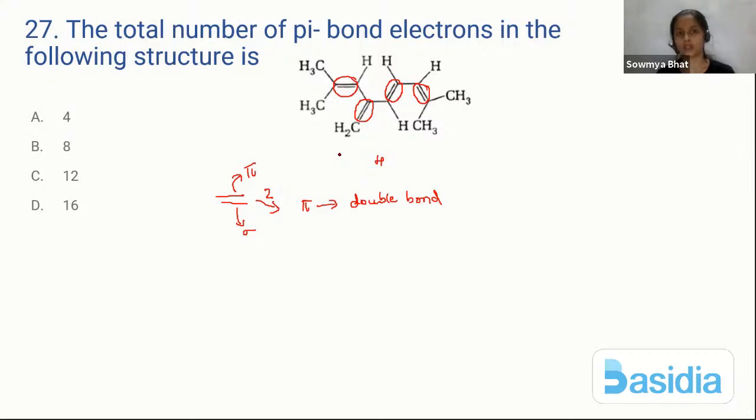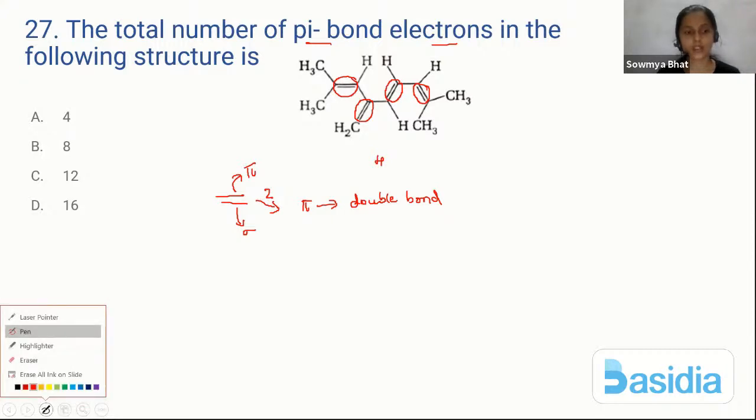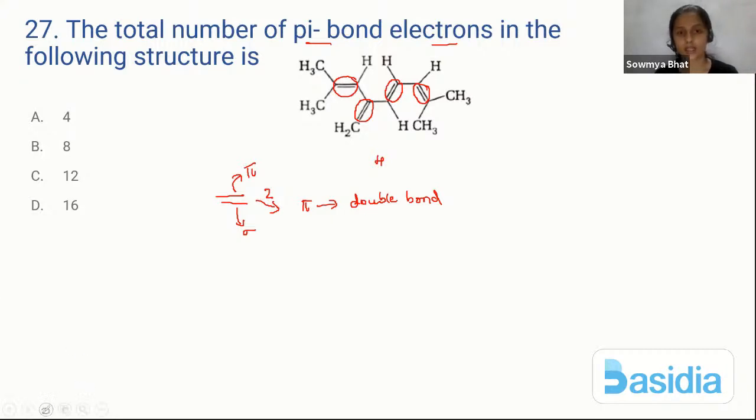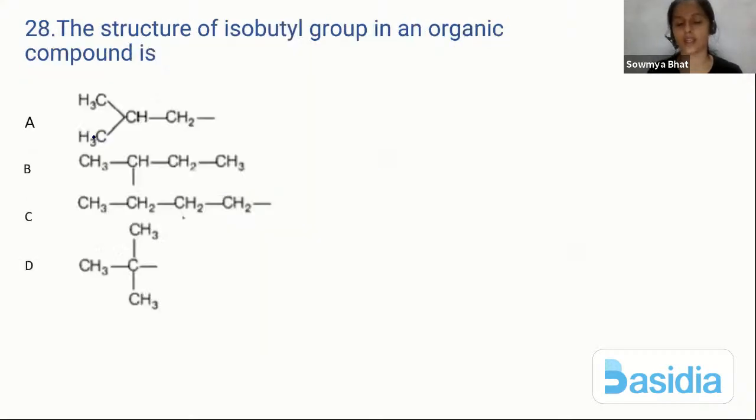No. Check the question properly. Again, read the question properly. Pi bond electrons is the question. Then the answer will change definitely. And what is a pi bond electron? We know that each covalent bond, generally, is formed by the sharing of 2 electrons. That means if there are 4 pi bonds, double the number, there should be 8 electrons. So the correct answer would be option B, not option A.